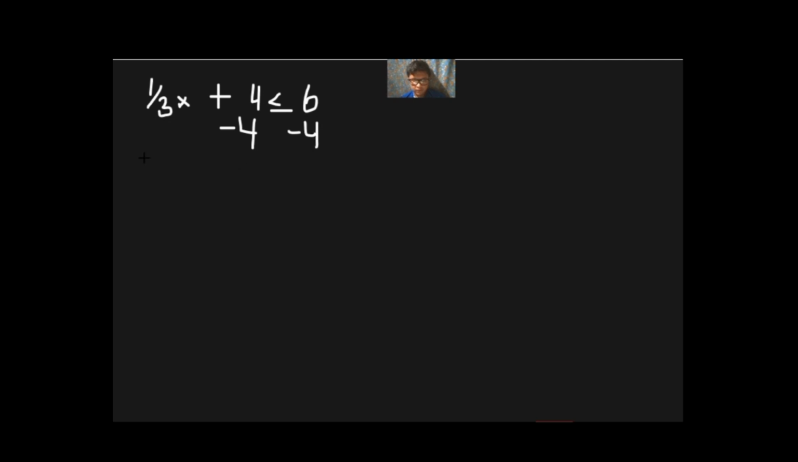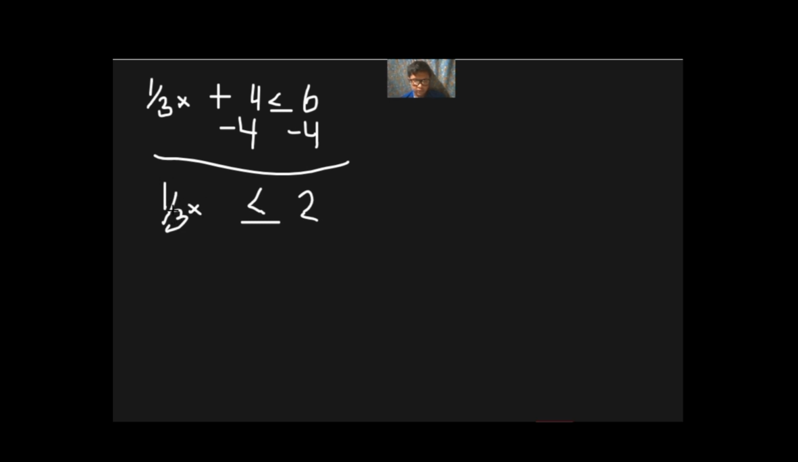So here, we're going to bring down our x, 1/3 x. Then 4 minus 4 equals 0, so we don't need to put it down. And here, 6 minus 4 equals 2. And don't forget the symbol, less than or equal to.